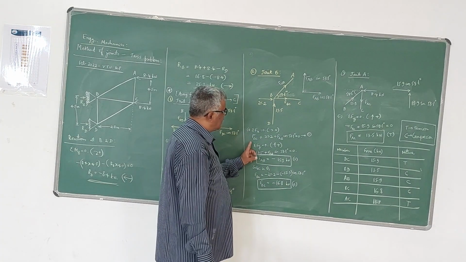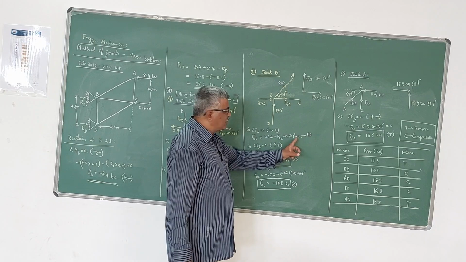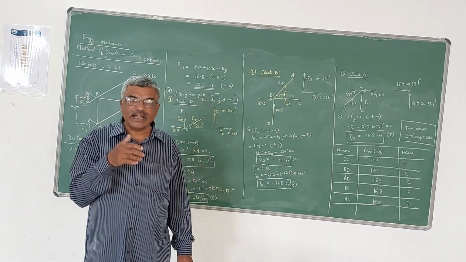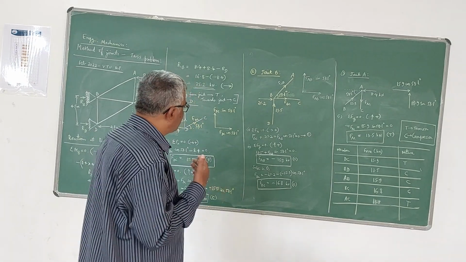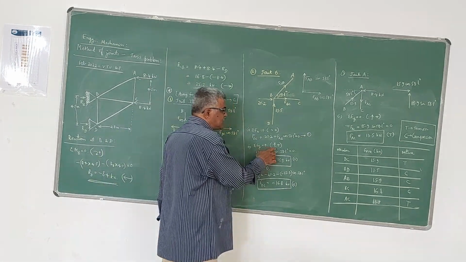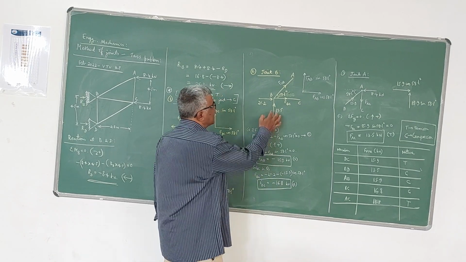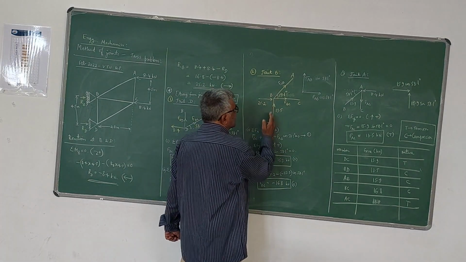From this, we have one equation, but there are two unknowns, FAB and FBC. Now apply the second equilibrium equation, sigma Fy equals 0, for which I take upward forces positive. So here this 13.5 is acting upwards.